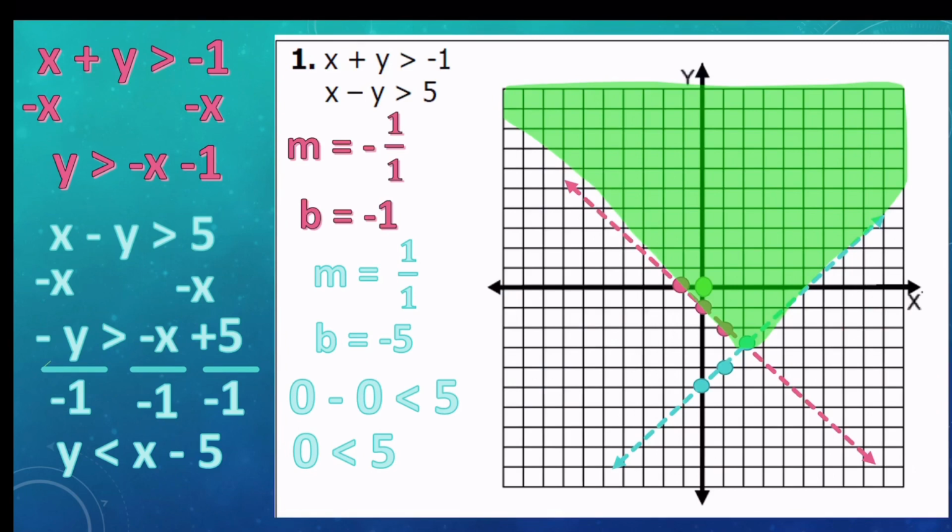This is why Mrs. Nell and I have said you need two colors. Because what I do is I graph one entire inequality, shading and everything. Then I shift colors and graph the next one. This will definitely help you understand which one you're working with.